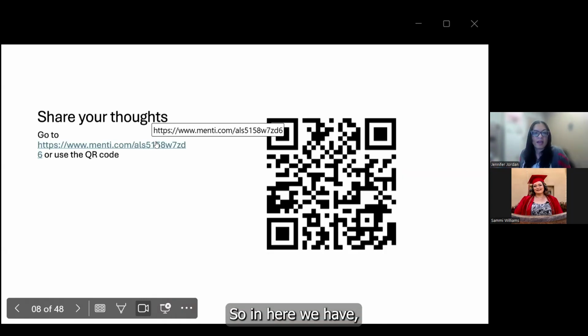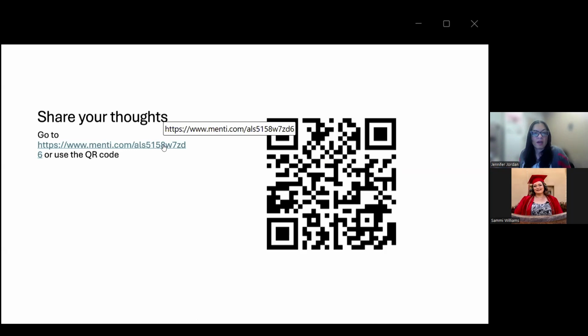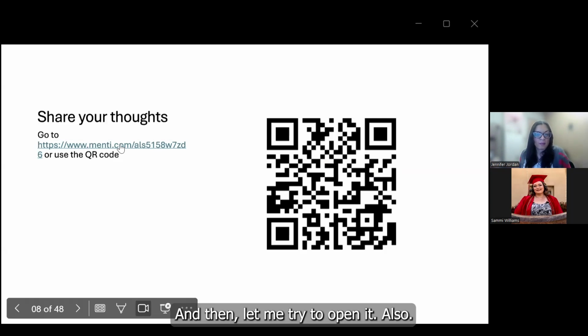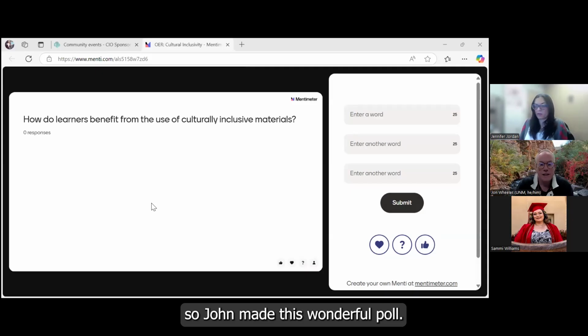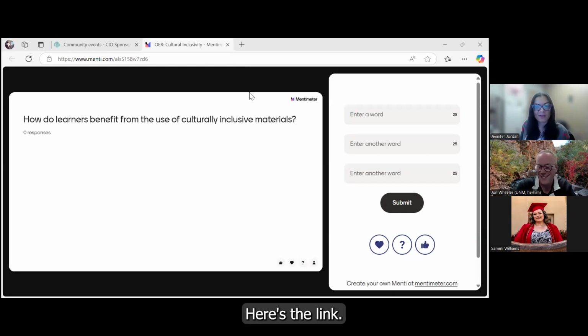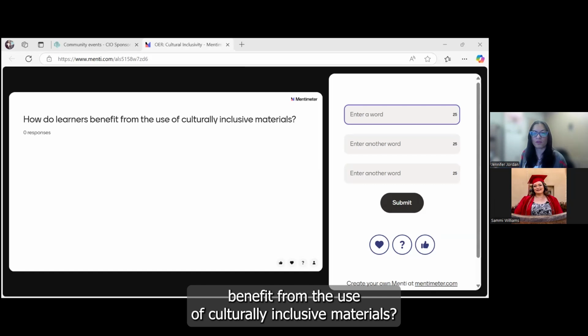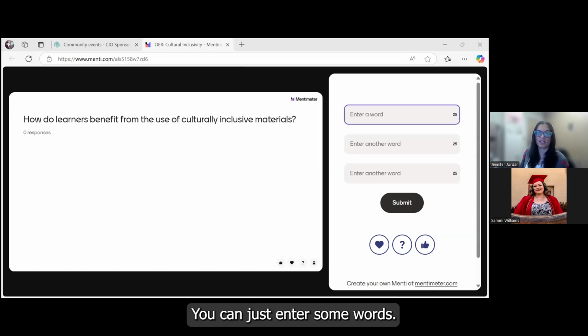So in here we have a poll from John. So y'all can use this QR code to get to the poll, and then I'm going to try to open it also. Yeah, it is up and running. So John made this wonderful poll. Here's the link. So how do you think learners benefit from the use of culturally inclusive materials? And you can just enter some words.